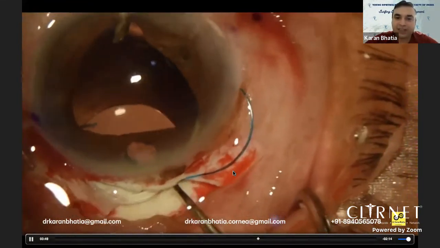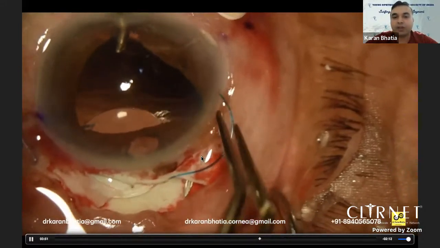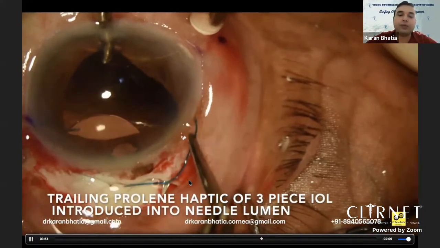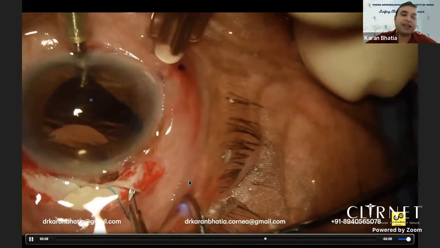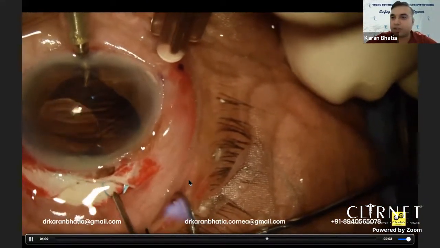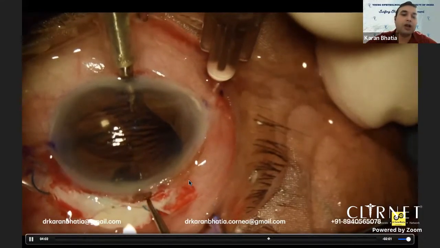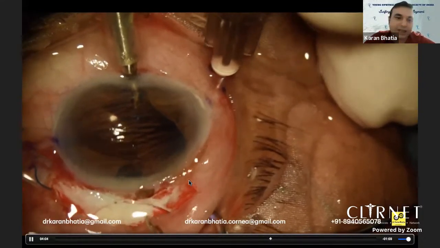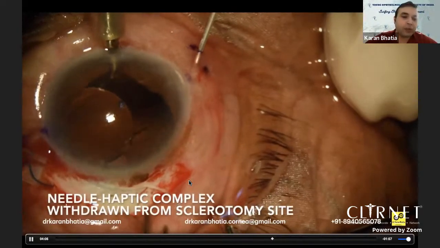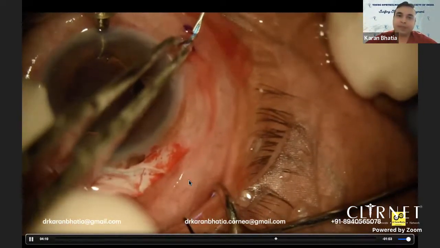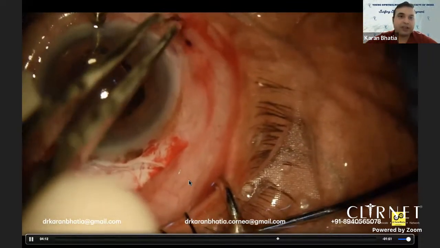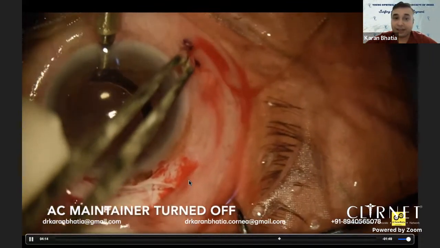Now, this tunnel should be slightly towards this side, because then this needle will come out. Otherwise, you will see the problem that some surgeons face is that the needle doesn't come out, because the length of this 26 gauge needle is not so long. So the tunnel should be slightly eccentric, not too much. And in the same way, the needle haptic complex is withdrawn from the sclerotomy side, and you can see the IOL is very well centered.